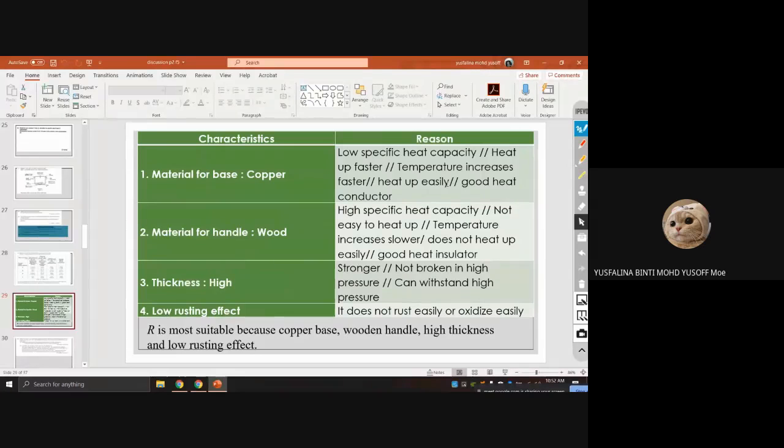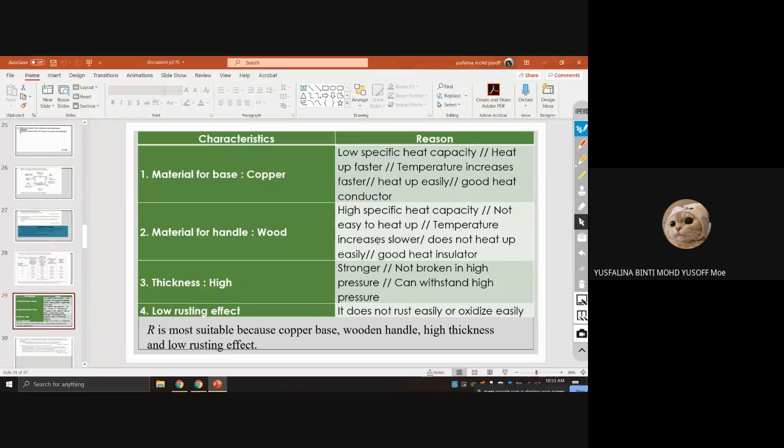For the material for the base, of course, it has a low specific heat capacity, and it also heats up faster. Temperature increases faster, heats up easily, good heat conductor. So any of the answers can be accepted. And then the next one, the material for the handle should be wood, right? Because of high specific heat capacity, not easy to heat up, temperature increases slower, does not heat up easily, and also a good heat insulator.